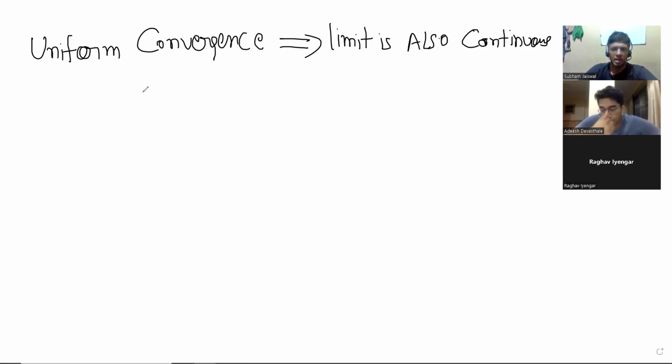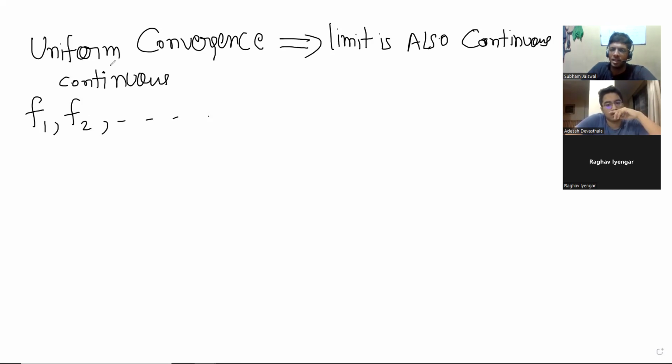So I'll try to begin. The very basic setting was that we have a sequence of functions. What functions? These are obviously continuous functions. And then we are saying uniform convergence, which means that these converge uniformly to f. So you recall the definition of uniform convergence?